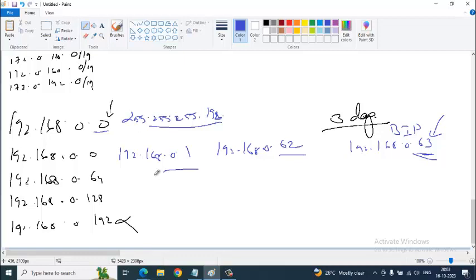And in the last one we said we won't be using the .192, because those 2 bits are given for the network, no? How did you get 192? 128 plus 64. You have already given them for the network. Yes. You cannot use them.